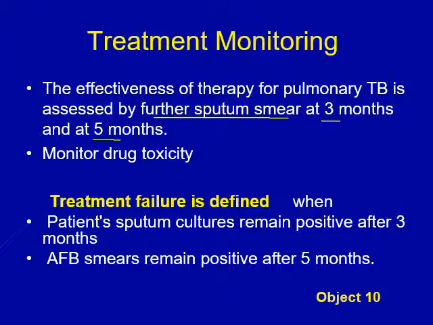At the same time, we monitor the drug toxicity. For the patient we check liver enzymes and serum bilirubin, because the patient may develop hepatitis. We assess the visual acuity of the patient by an ophthalmologist. And we ask the patient if he develops any pain in both legs or feet, because the patient may develop peripheral neuropathy.